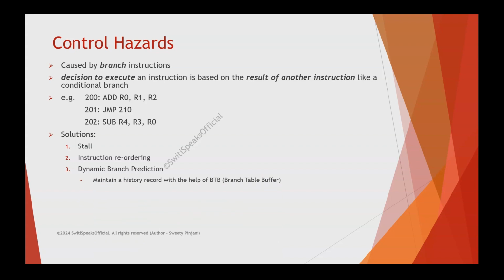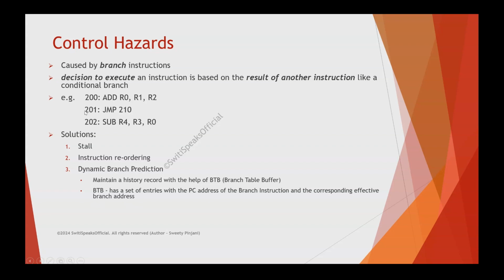How are we going to do that? We will maintain the history record of all previous instructions which were executed. We will maintain the record of those instructions with the help of the branch table buffer. BTB is the branch table buffer. What is BTB? You can consider it like a cache memory which will have a set of entries with the PC address, the program counter address of the branch instruction, and the corresponding effective branch address.